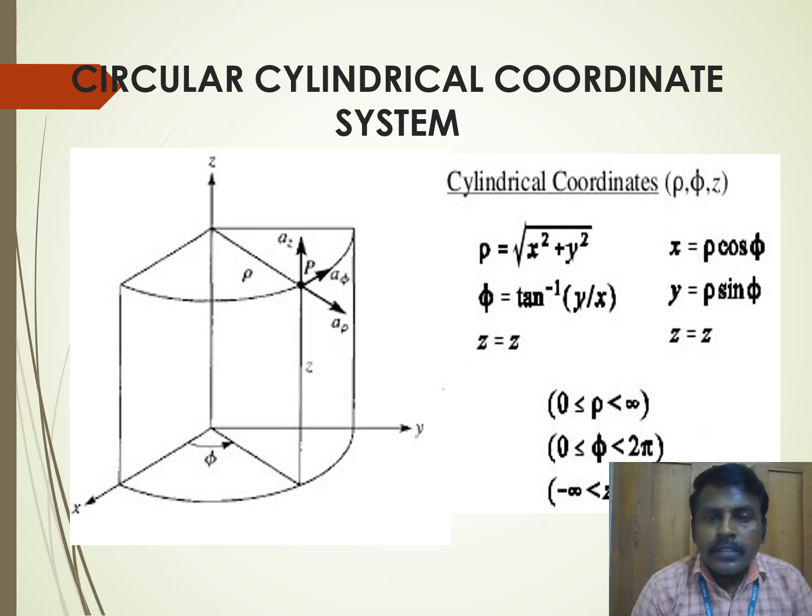Then the cylindrical coordinate system, also called the circular cylindrical coordinate system, where the parameters are rho, phi, z. According to this diagram, rho equals root of x square plus y square, where x equals rho cos phi, and phi is the tan inverse of y by x, where y equals rho sin phi, and z equals z. Here rho ranges from 0 to infinity, phi ranges from 0 to 2 pi, and z ranges from minus infinity to plus infinity.